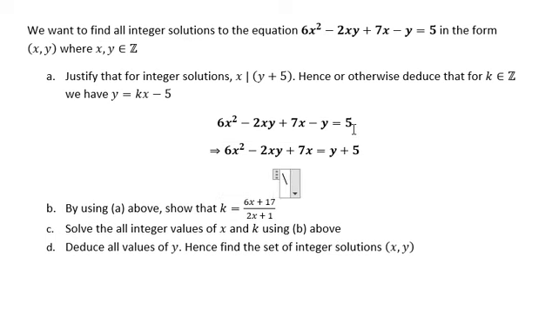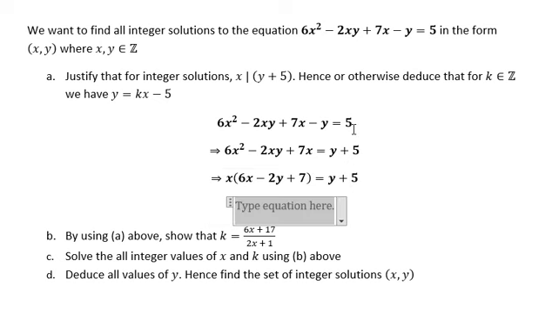Now from there, on the left hand side, x is common. If I factorize x, I'll be left with x times (6x minus 2y plus 7) is equal to y plus 5. Now I'm going to divide both sides by x, and I'm going to have 6x minus 2y plus 7 is equal to y plus 5 divided by x.